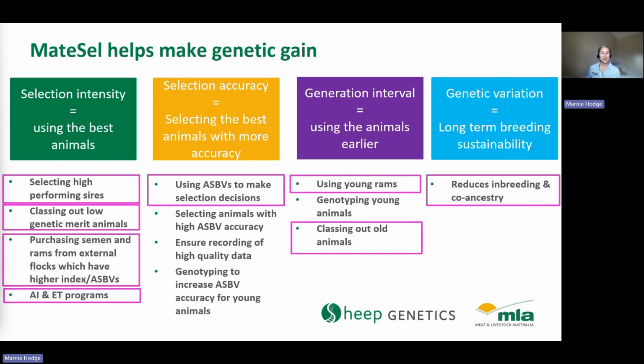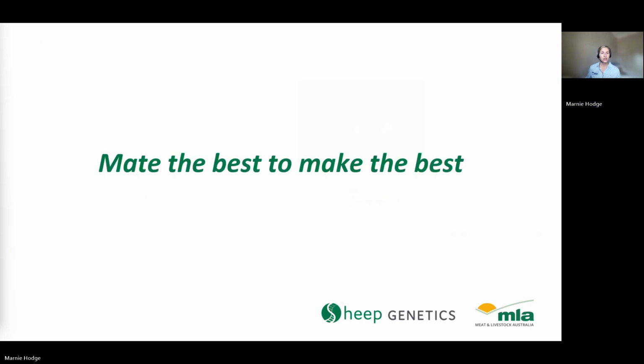MateSel also helps increase genetic variation, which we need to do to potentially increase the rate of genetic gain. And genetic variation is really important for long-term breeding program sustainability. So we'll get into this, but MateSel helps increase genetic variation by reducing inbreeding and co-ancestry. So the ultimate aim of sheep breeding is to mate the best to make the best.